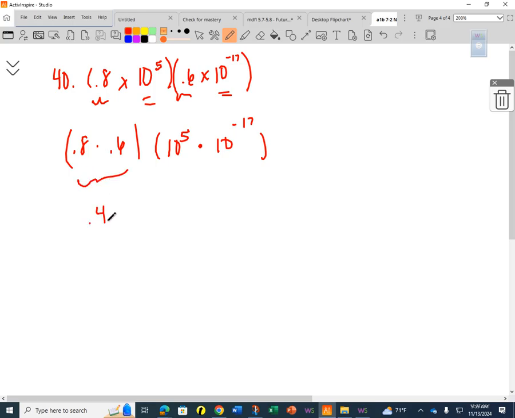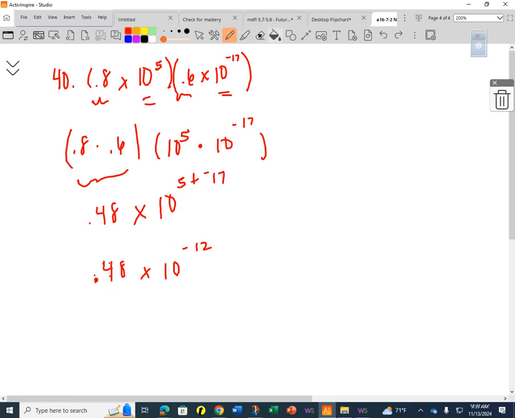We're going to get 0.48. And we're moving back to scientific notation now, so times 10 to the 5th plus the negative 17th power. I'm going to put it here. So now we have 0.48 times 10 to the negative 12th power. The negative power is not a problem here. But this expression is not written in standard or scientific notation because 48 is not between 1 and 10. Kendall, does that make sense?